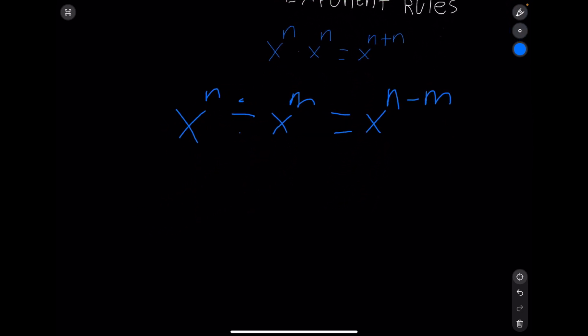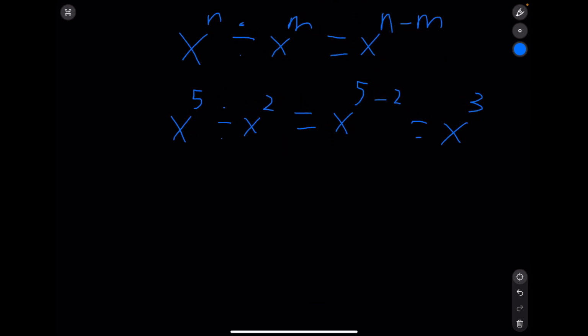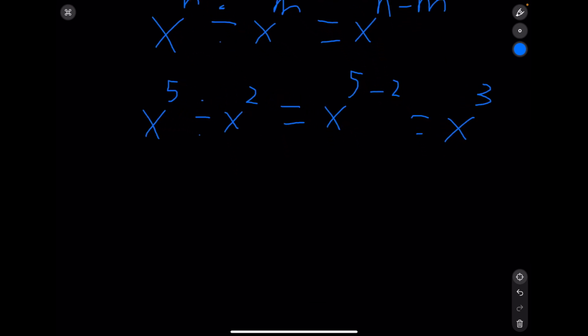Let's say you had x to the 5 divided by x to the 2. Well, with the rule, you can safely assume that this is just x to the 5 minus 2, which is just equal to x to the 3rd. But why is that exactly? Because you could also write it up like this.